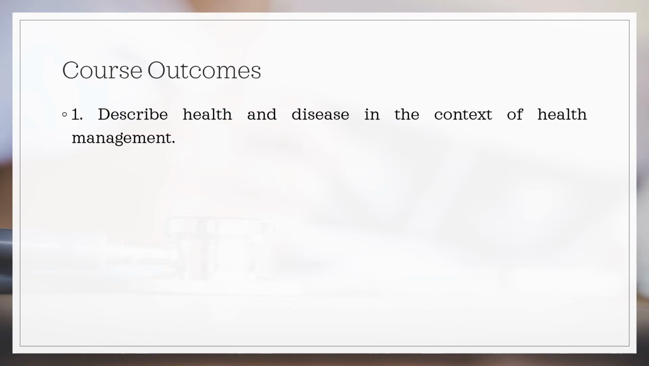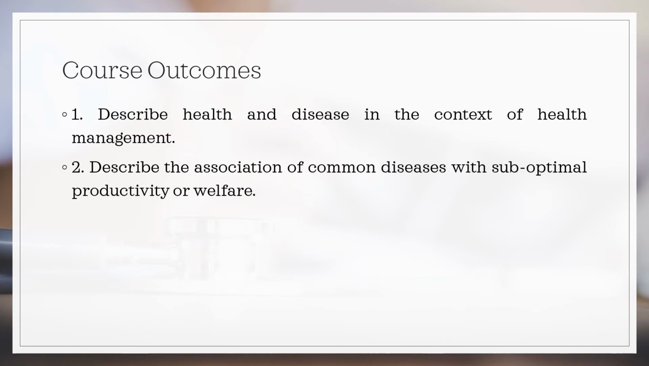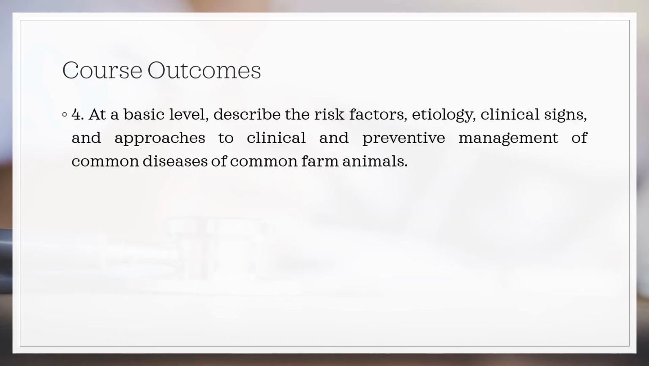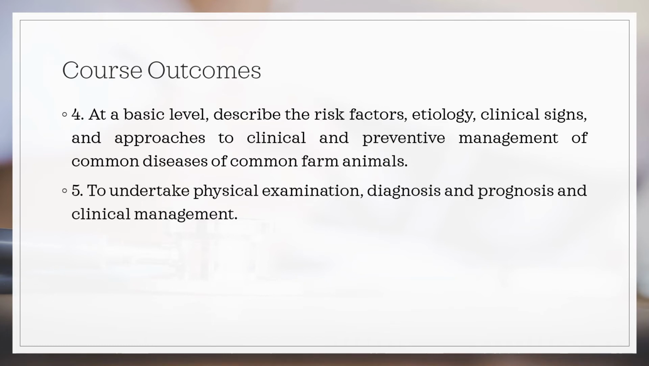At the end of the course, students must be able to describe health and disease in the context of health management, describe the association of common diseases with suboptimal productivity or welfare, identify the relative importance of common diseases of common farm animals. At a basic level, describe the risk factors, etiology, clinical signs, and approaches to clinical and preventive management of common diseases of common farm animals, and to undertake physical examination, diagnosis and prognosis, and clinical management.